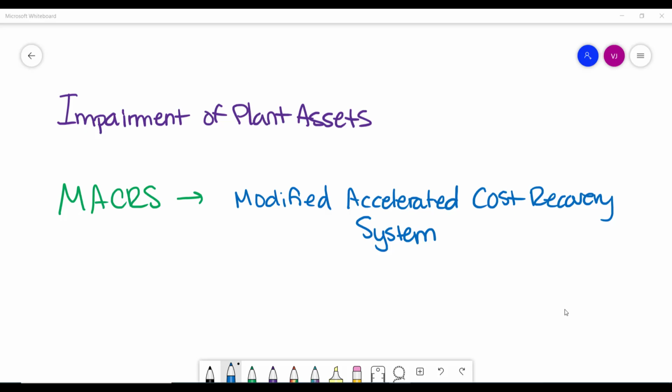To finish off this video, we're just going to quickly discuss impairment of plant assets and MACRS. So, the impairment of plant assets. If something happens to an asset where the carrying value of the asset on the books cannot be recovered through future use, getting benefit from it by using it, or through sale, the asset should be written down to its fair value and an impairment loss recognized.